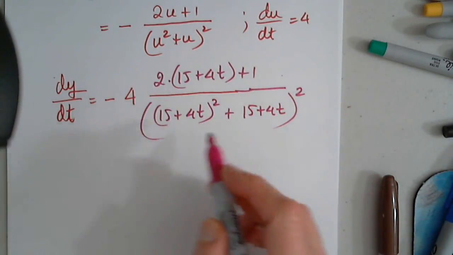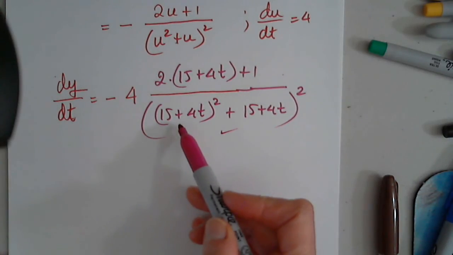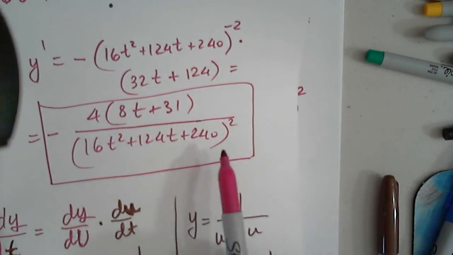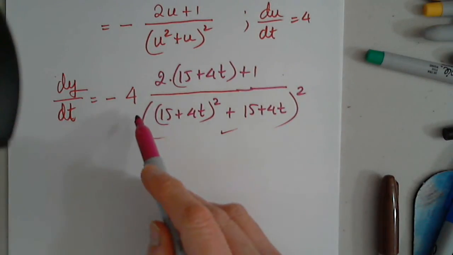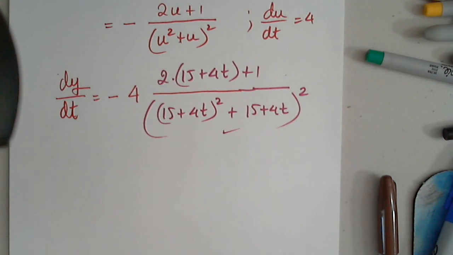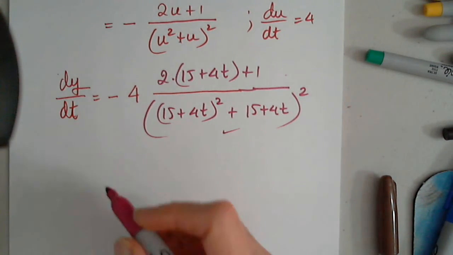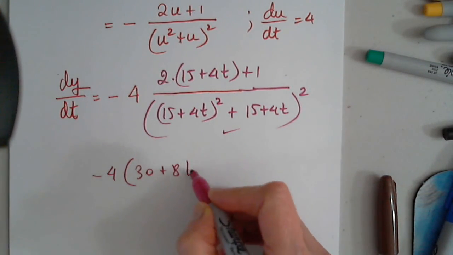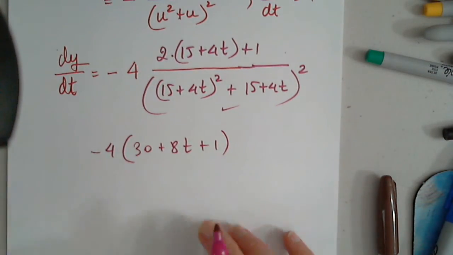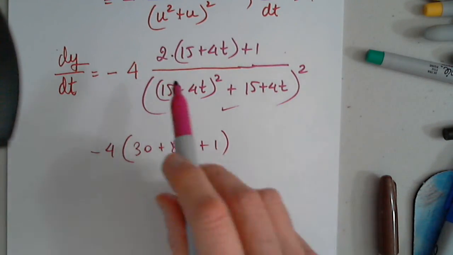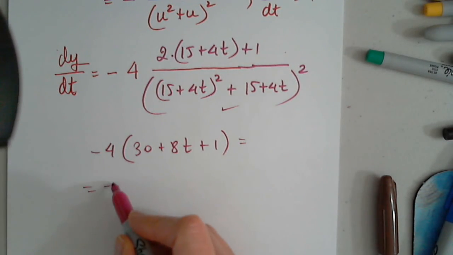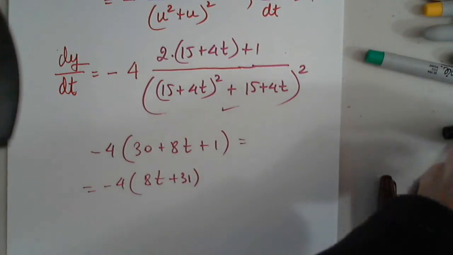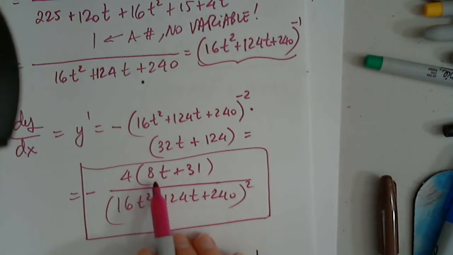So I'm only checking the numerator. The denominator is clearly the same thing we just did. We squared this, we added this, and it's squared. So I don't need to expand that. We already know it's correct. But we need to check that the numerator is correct to show that both methods are giving us the same answer. So there is a negative 4 outside. Then I have a 30, and then plus 8t, and plus 1. And there was plus 1, correct? I just want to make sure that all the answers are correct. So 8t plus 31. Exactly what we just got here. Negative 4, 8t plus 31.